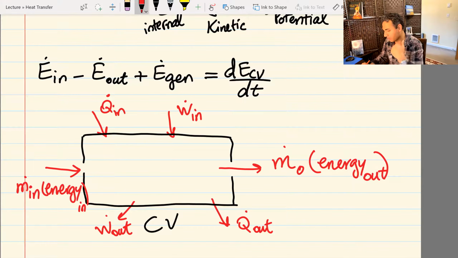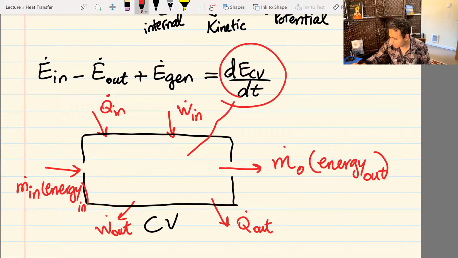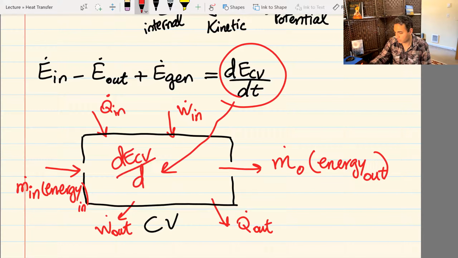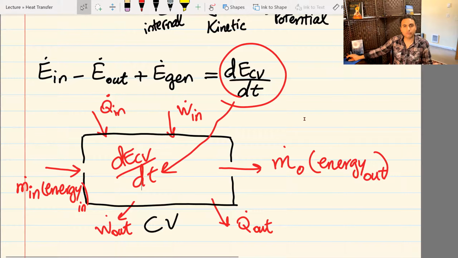Now it's good. Okay, so now let's discuss these ones one by one. And of course, the right-hand side of this equation easily is going to show the change of energy in the control volume. So we don't have to worry about that one. That is the change of energy in the control volume. All right, cool. So let's talk about different forms of energy.